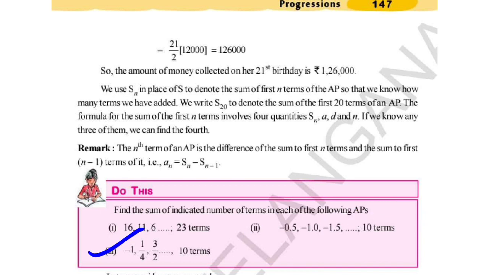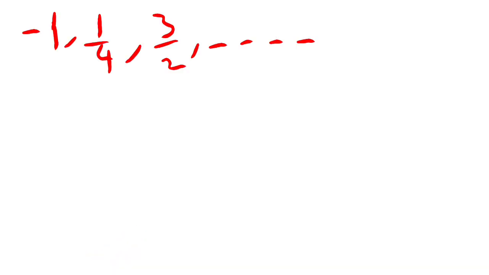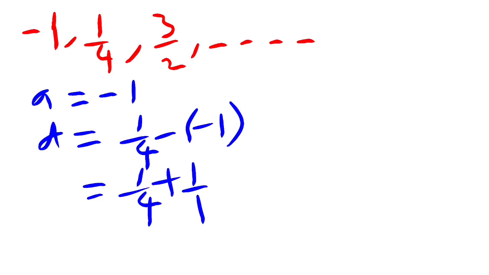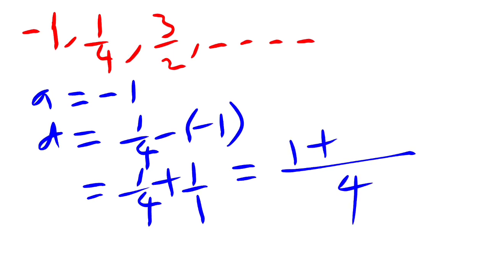Next, the third question: minus 1, 1 by 4, 3 by 2, and so on. So the a value is minus 1, and the d value is 1 by 4 minus of minus 1. So 1 by 4 minus of minus 1 is plus 1. Next, I am writing 1 as 1 by 1. Then the LCM of 4 and 1 is 4. 1 plus 4 is 5 by 4.